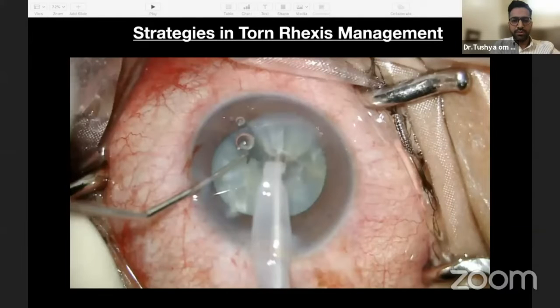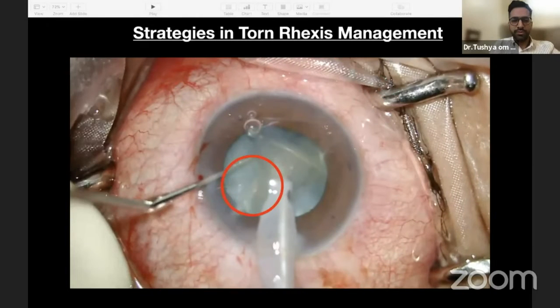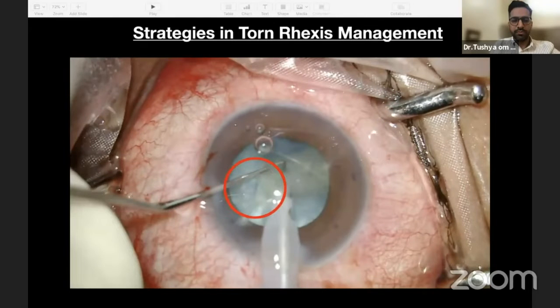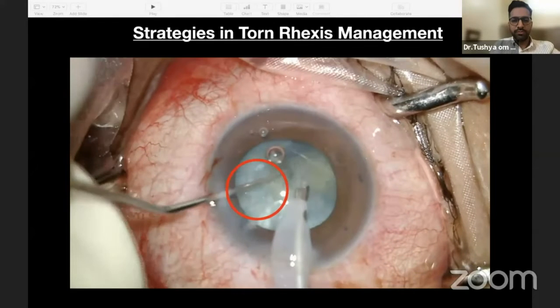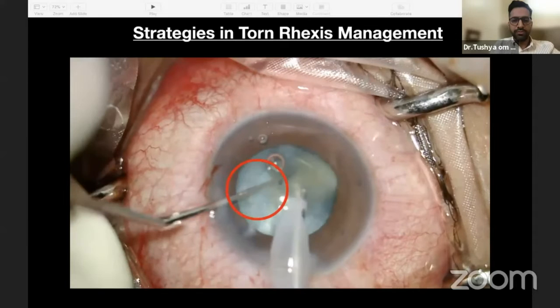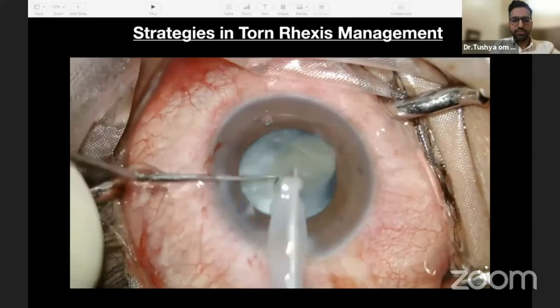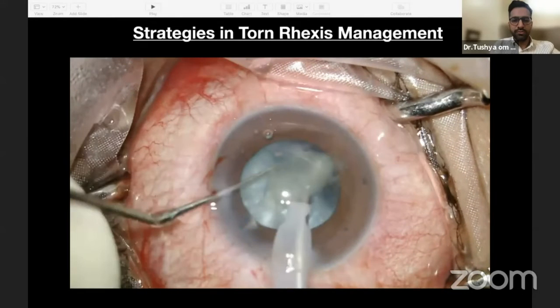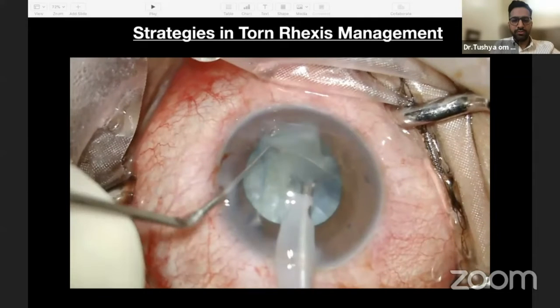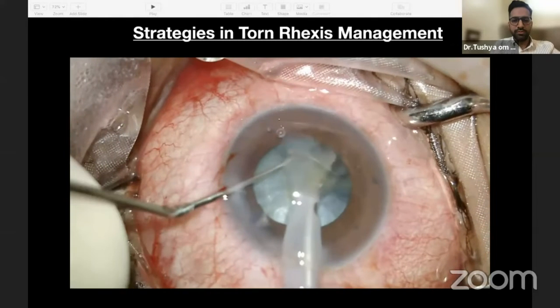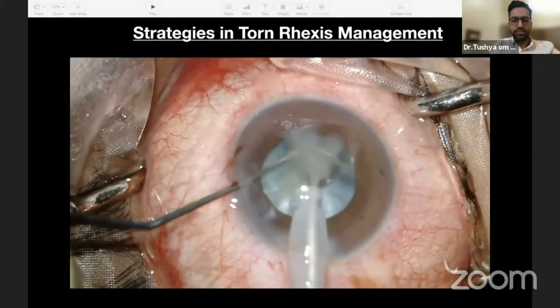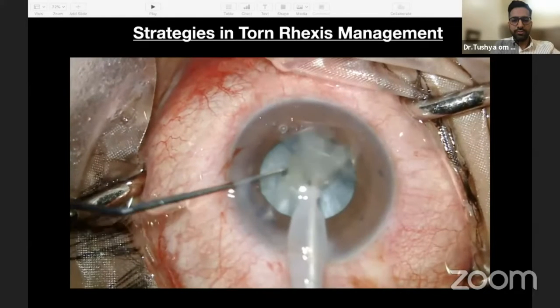Fluttering flap meant 100% flap tear had not extended beyond equator. That gave me full confidence to continue the surgery with safe phacoemulsification technique. Had the flap become inverted and non-fluttering, it would have meant that the tear had become wraparound post-equatorial tear.